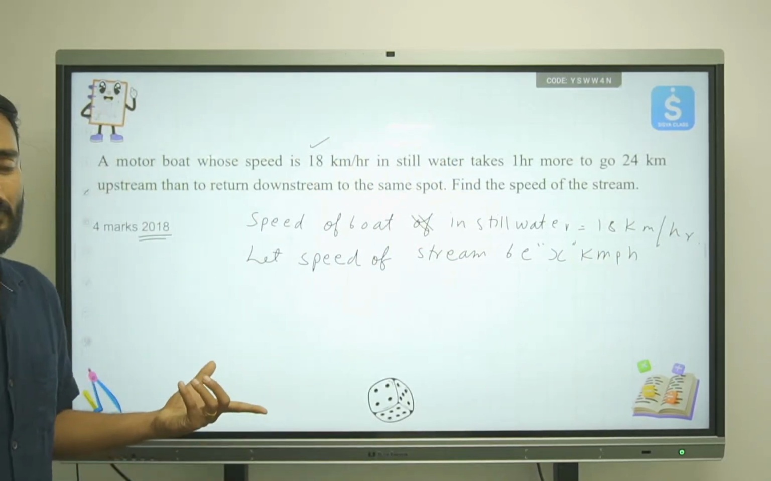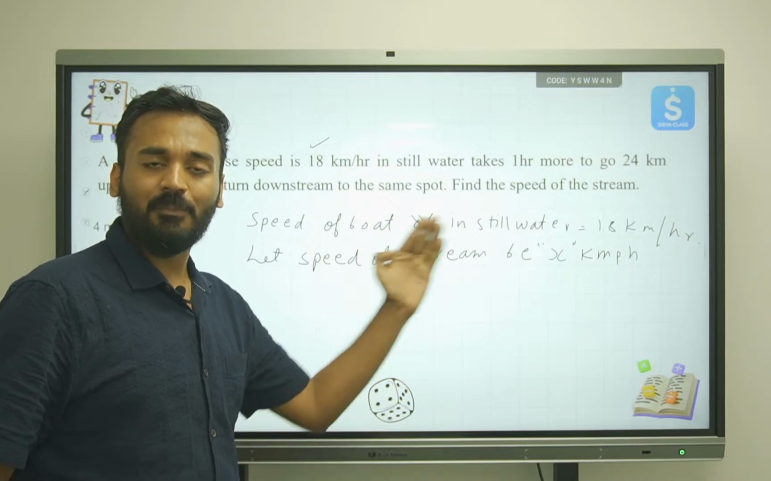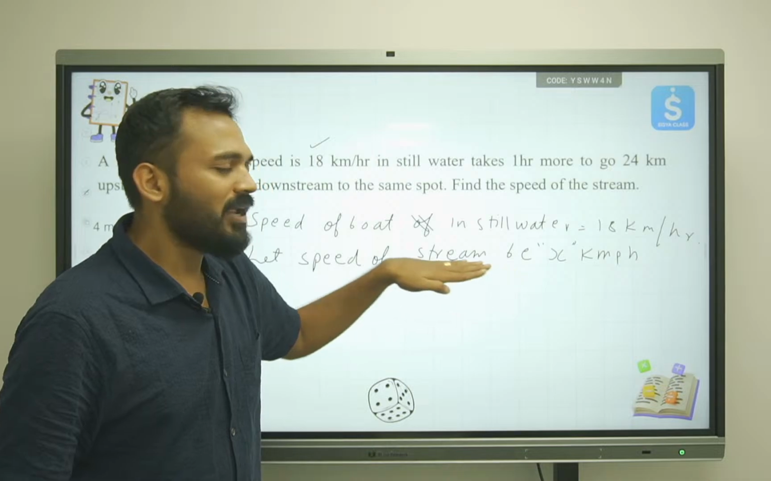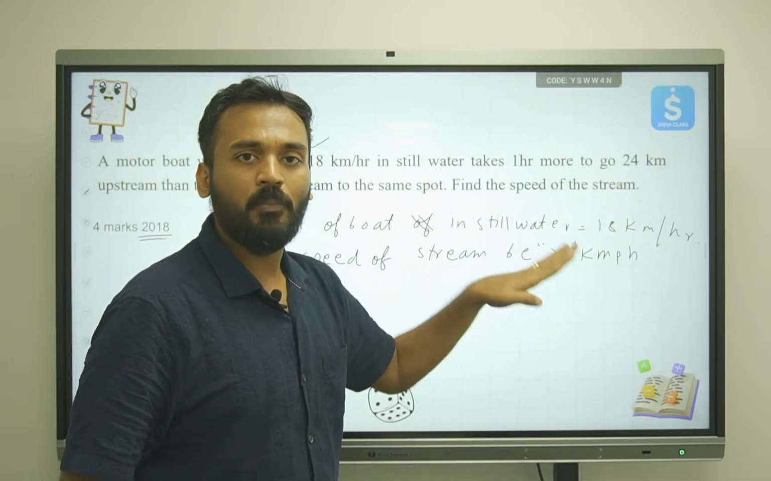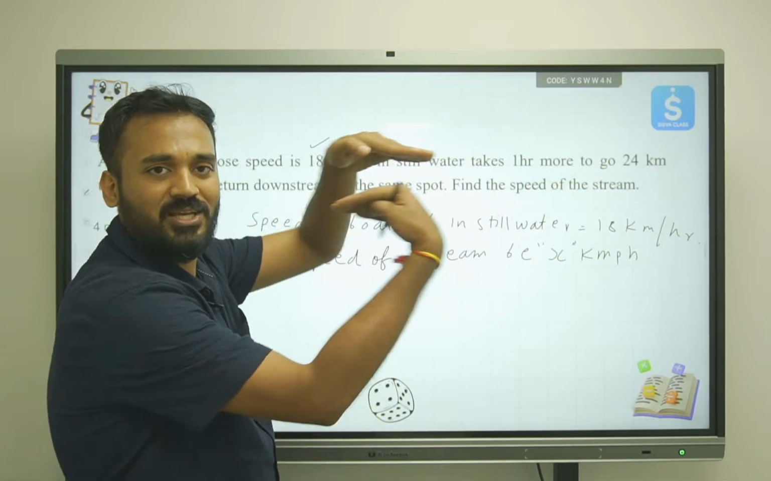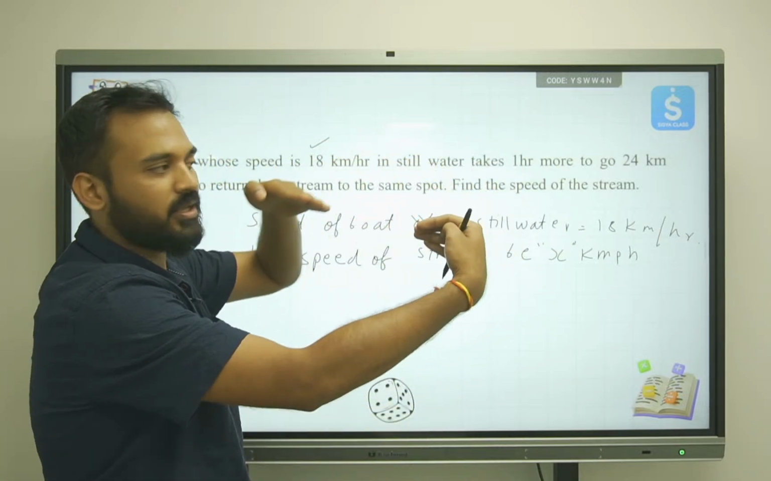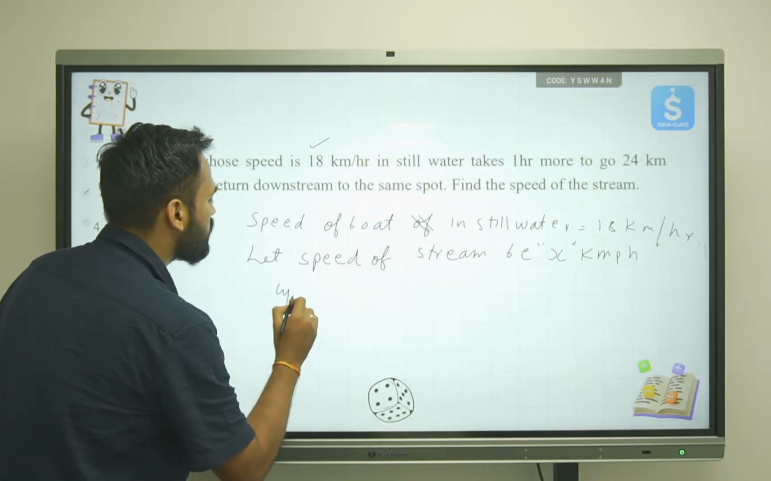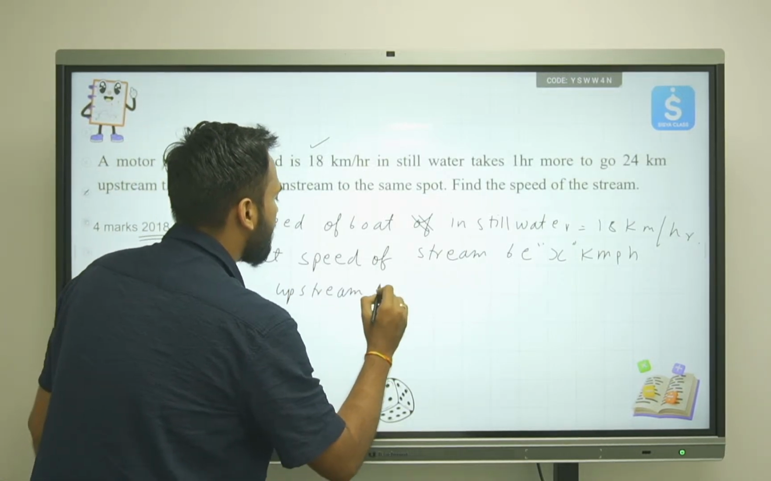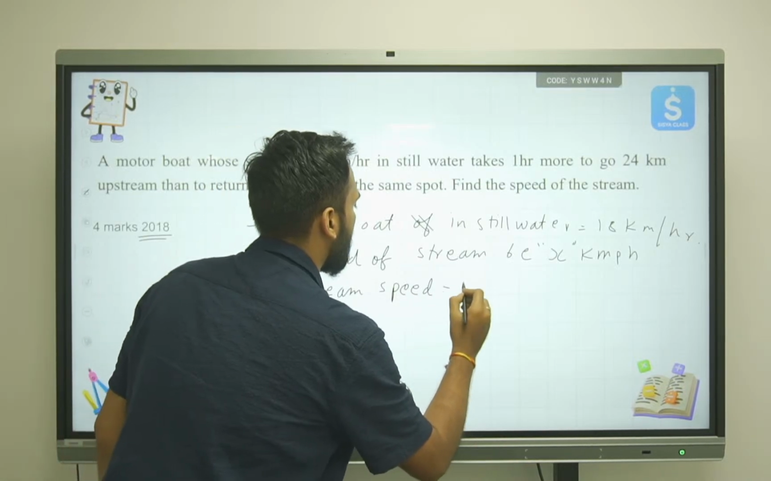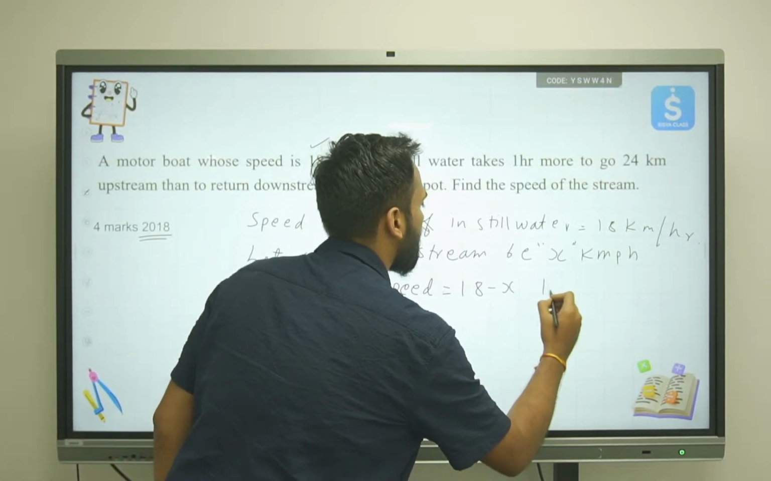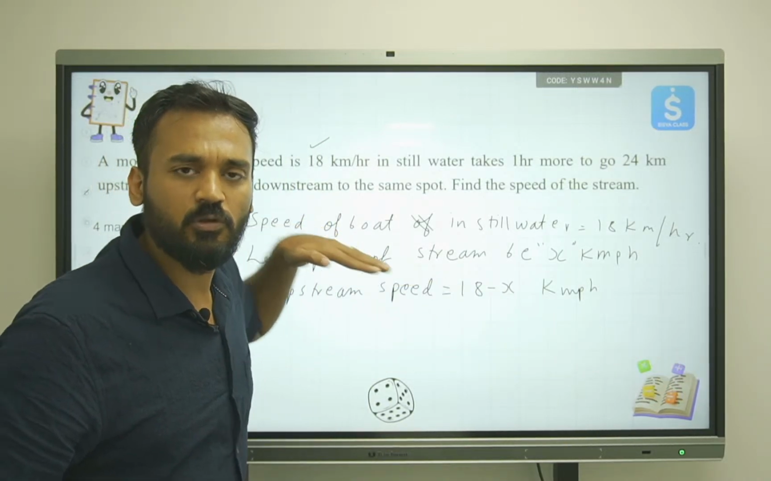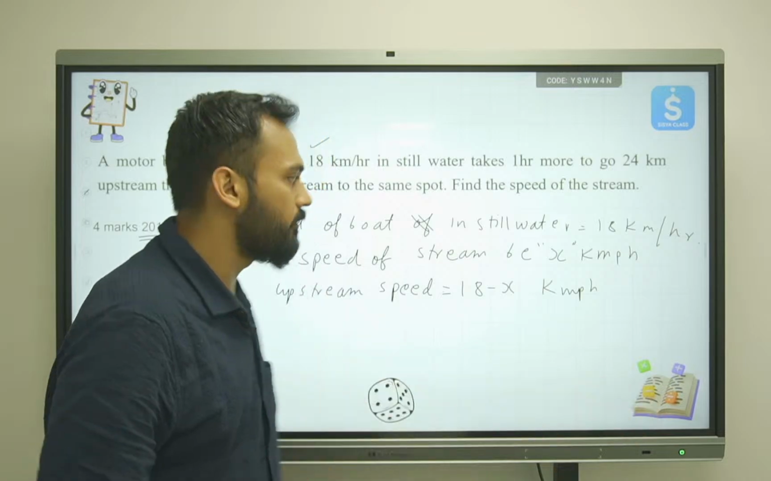What should we do next? We need to find the speed when it goes upstream and the speed when it goes downstream. When it goes upstream, it will be going against the stream, so the speed of the boat and the speed of the stream will be opposing each other. So 18 minus x will be the upstream speed. Downstream speed will be added. The boat is going in the same direction as the stream flows, so 18 plus x.